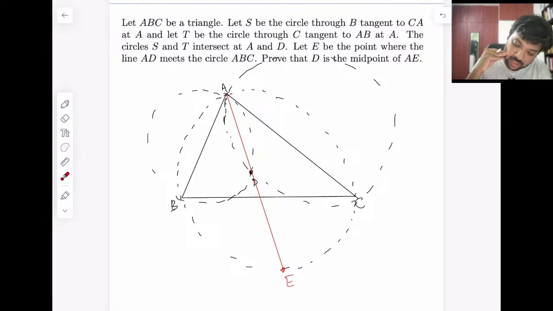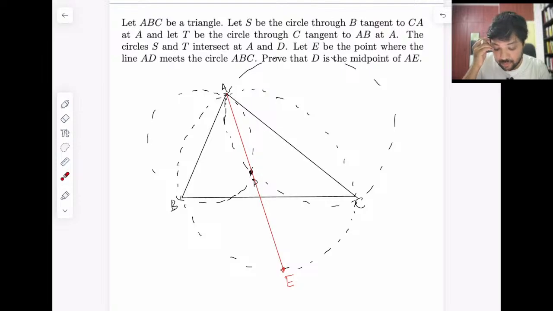So what are some strategies? What might be the plan to prove D is the midpoint of AE? D is the midpoint of the chord. That's the same as saying the perpendicular bisector. If you take the circumcenter O of ABC and join O to D, it's perpendicular. Maybe it's some angle chasing using that. Also, how do we use the fact that the circle is tangent to CA at A?